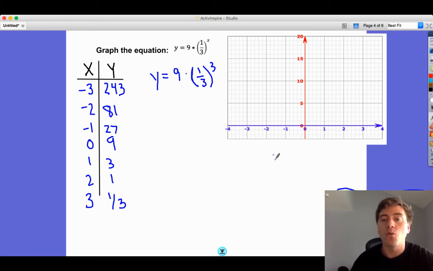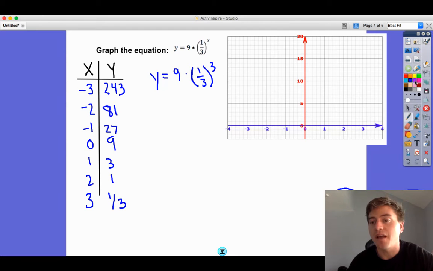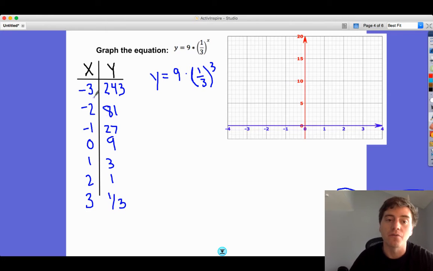We have all of our points here, and all we have to do is plot them. Let's use purple. So we're just going to go through. When x is negative 3, we're going to be at 243. That is way off the graph. When x is negative 2, we're going to be at 81. That's off the graph too. When x is negative 1, we'll be at 27. That's off the graph too. Okay, when x is 0, y is 9. When x is 1, y is 3. When x is 2, y is 1. When x is 3, y is 1/3.